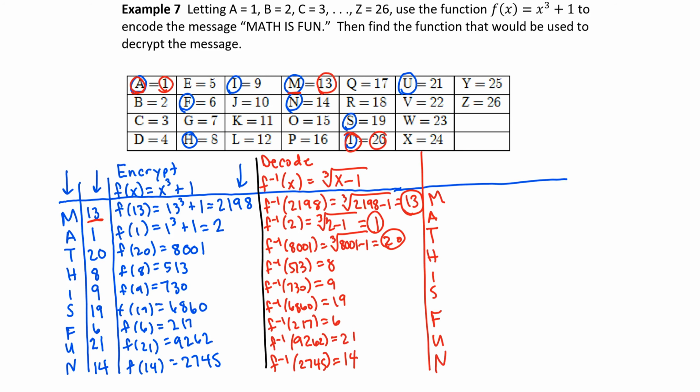So step 1, we convert the letters to numbers. We use an encryption function to make it a secret code. That's the information that would be sent. Then we have a decryption function to decode it back to a numerical message, and then finally convert that into a string of characters. Now, this process, again, is oversimplified.